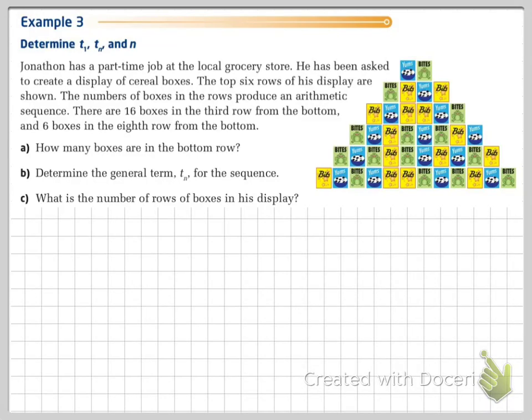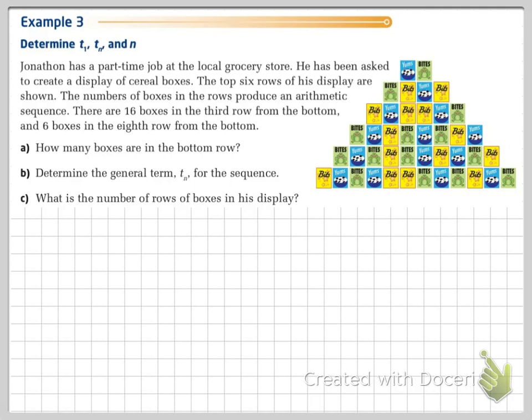In example 3, we're going to determine the first term, how many terms, and n. Jonathan has a part-time job at a local grocery store. He's been asked to create a display of cereal boxes. The top 6 rows of his display are shown. The number of boxes in the rows produced an arithmetic sequence. There are 16 boxes in the 3rd row from the bottom and 6 boxes in the 8th row from the bottom. How many boxes are in the bottom row?